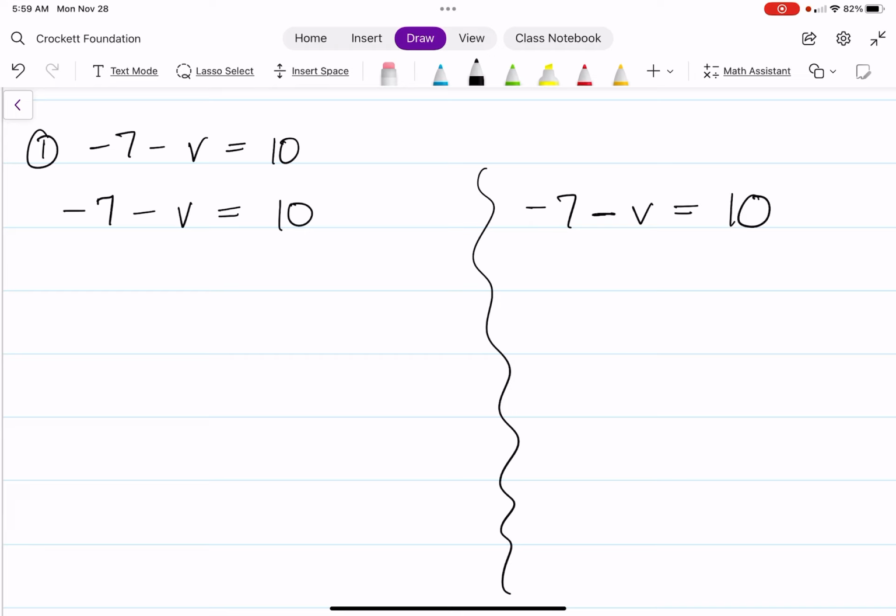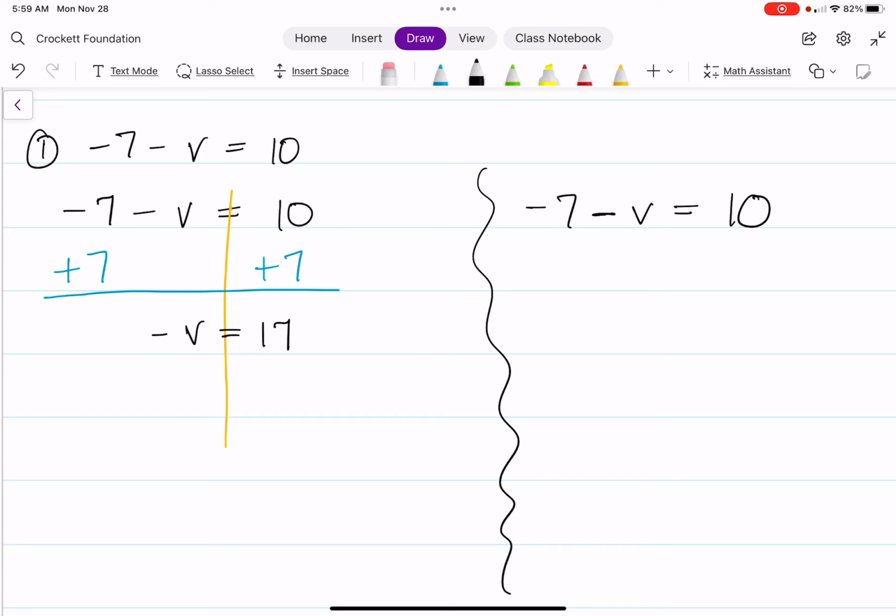All right. So the first thing I want to do is I'm just going to solve this the traditional way. I'm going to draw my line down the middle, all right? And I'm going to focus on the left side because that's where the variable is. Now, there's a -7 with that variable. So to get rid of that -7, I want to add +7 to both sides. When I do that, we get negative v equals, those are the same signs, so we add, equals +17.